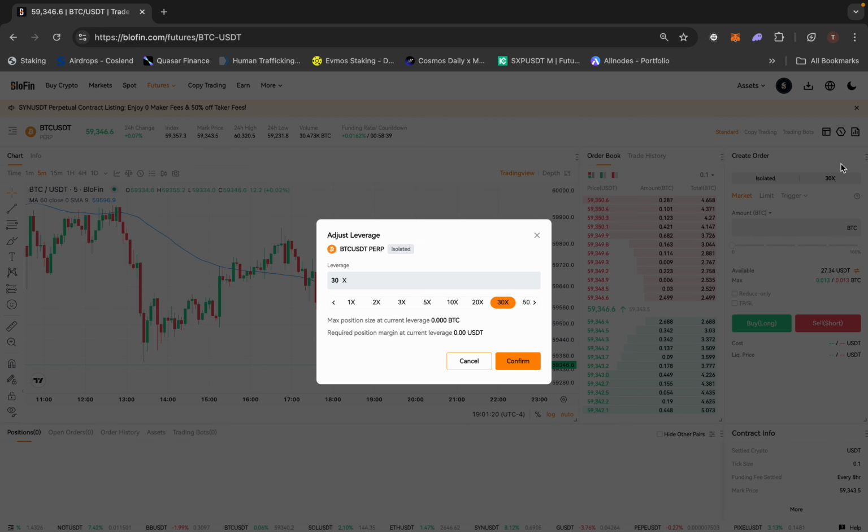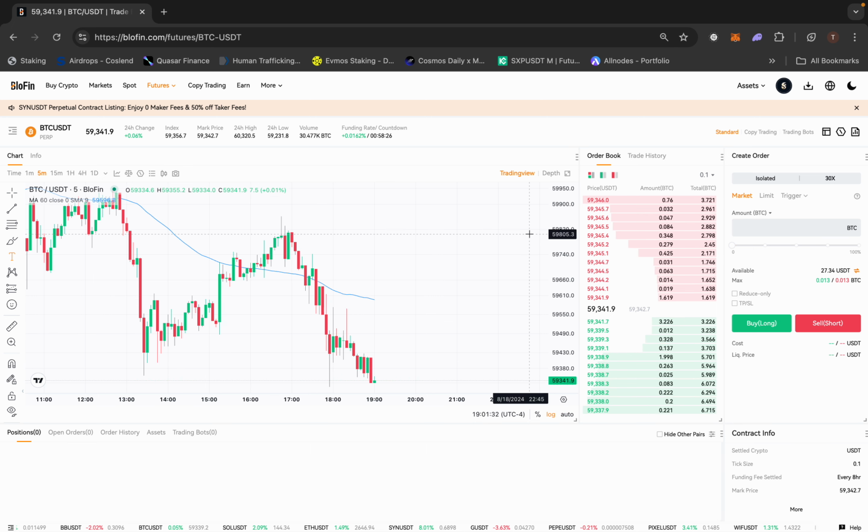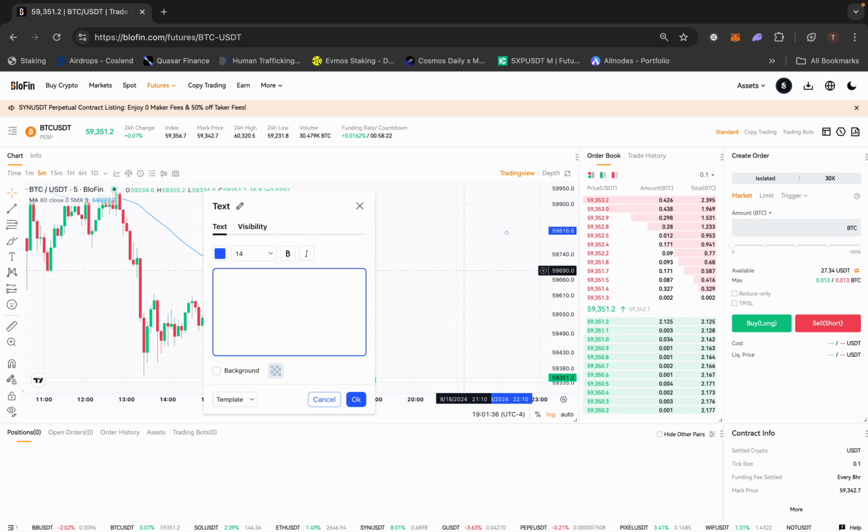Now, over here, you have your leverage slider, and this is going to give you what your leverage is. Personally, I don't think in terms of leverage. I think in terms of Bitcoins. And I'll tell you guys why. If you buy one Bitcoin at 59,800, right, and the price goes down to 59,600, you're only going to lose this minus this equals $200.